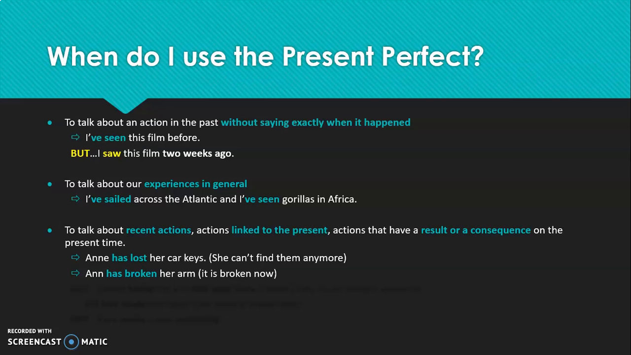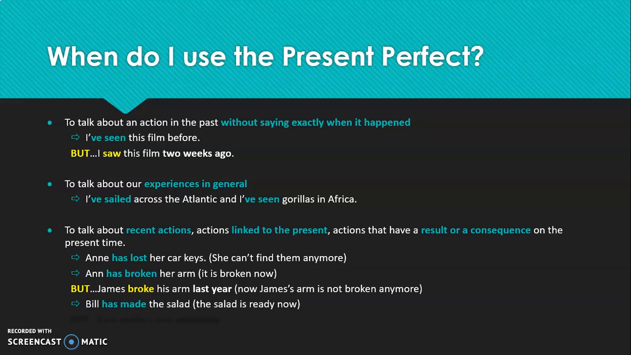Or Anne has broken her arm. Now, it's the same person who's really unlucky, even though she has lost her car keys together with this. Anyway, she's broken an arm. Again, the action of breaking the arm, of course, happened in the past. But the result now is that her arm is broken. But if I say James broke his arm last year, now I'm definitely saying that the action happened in the past, and that also the recovery happened in the past, because now James's arm is not broken anymore.